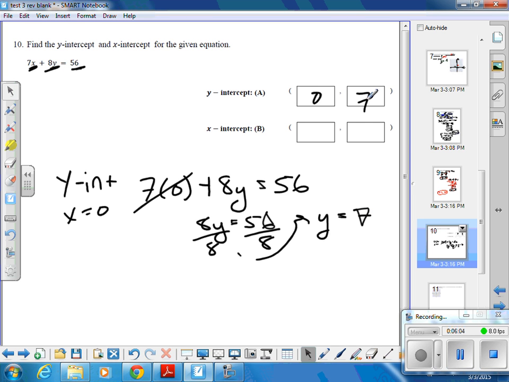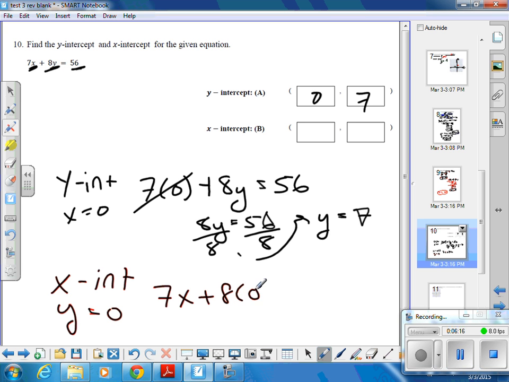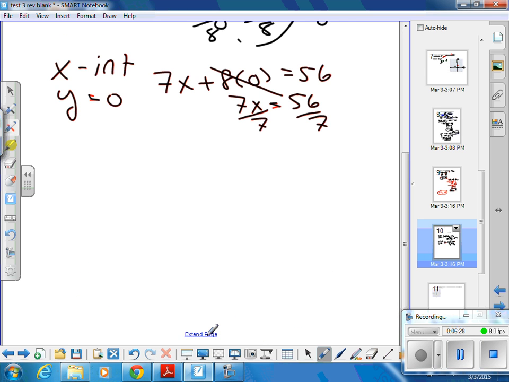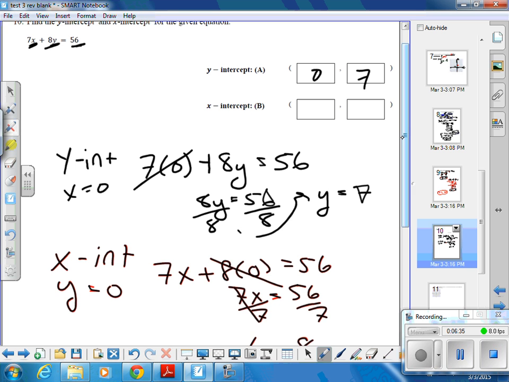Now I'm going to do it to find the x-intercept. So for the x-intercept, I do the complete opposite. I let y be 0. So I get 7x plus 8 times 0 equals 56. Cancels. 7x is equal to 56. Divide by 7. Divide by 7. And x is equal to 8. So in this case, I get the opposite, which is what you expect. I get 8, 0. That's how you find the intercepts.